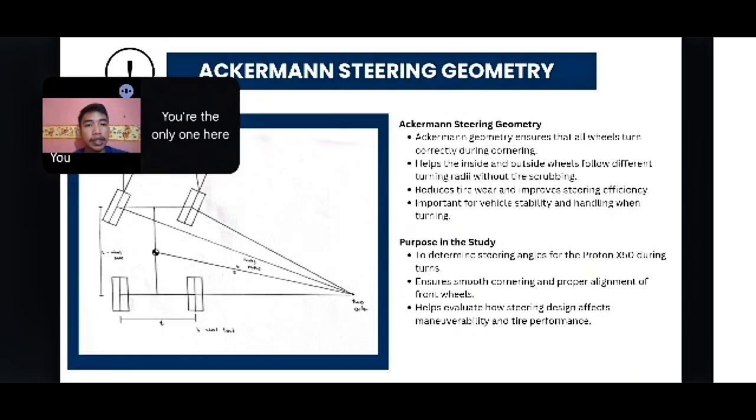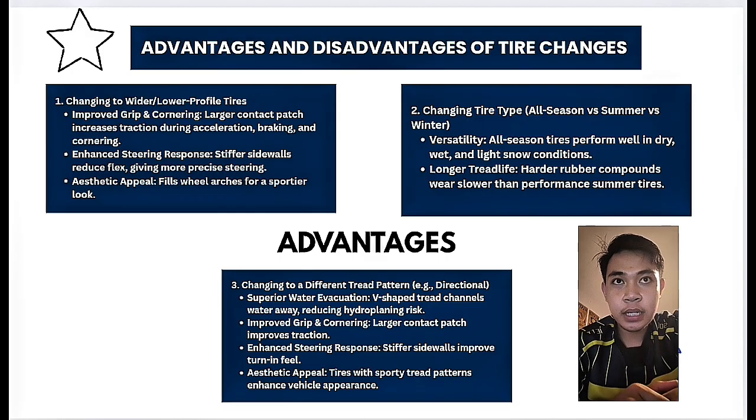Purpose in study: to determine steering angle for the Proton X50 during turn. Ensure smooth cornering and proper alignment of front wheel. And lastly, help evaluate how steering design affects maneuverability and tire performance. I'm going to talk about advantages and disadvantages of tire changes.